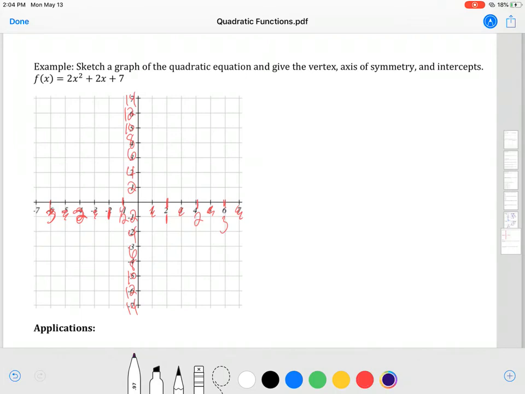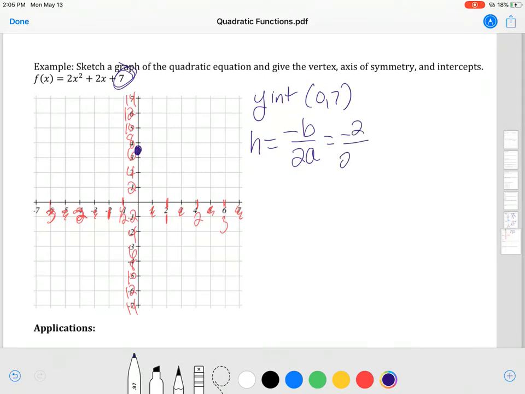Okay, so let's find my y-intercept first. That's really easy to find because that's always my value of c. So my y-intercept is 7, which is right here. Okay, so now let's find my vertex. So that's my minus b over 2a. My b in this case is 2. And my a in this case is 2. So that's going to give me a -1/2.